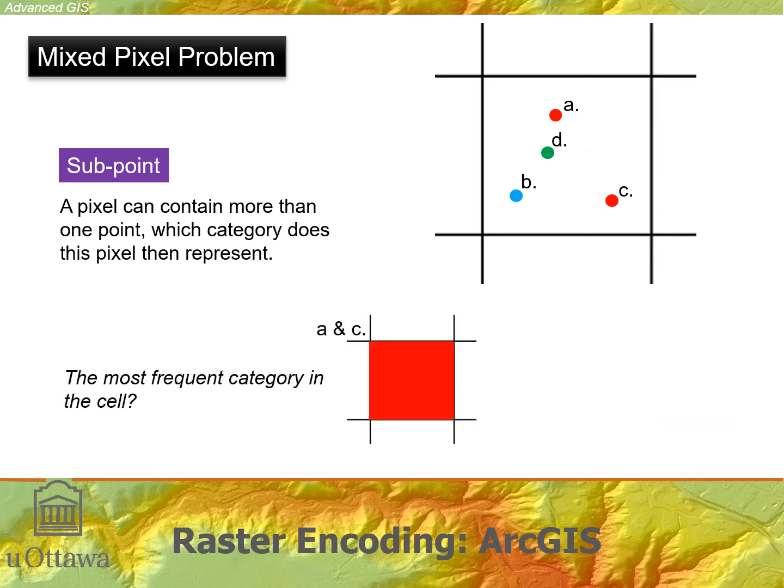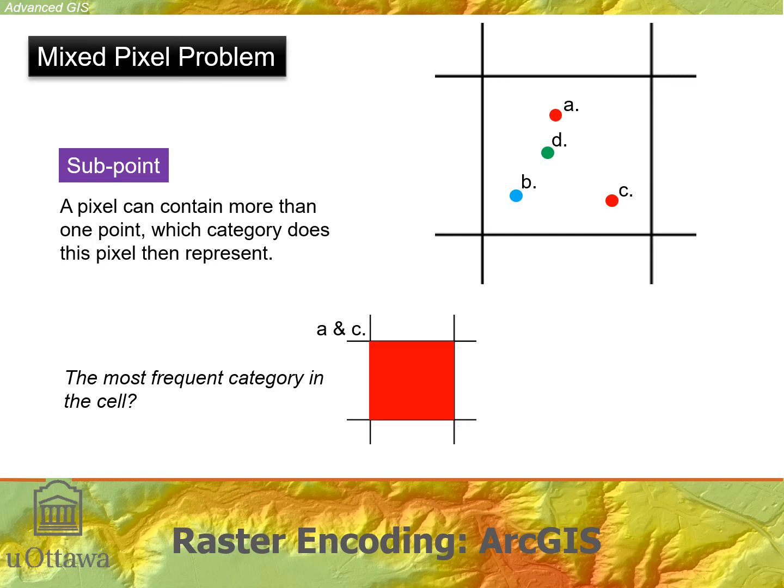Or instead, what about the most frequent category in the cell? A and C are both red. Those occur 2 times, so that's the frequency of red. D is 1 and B is 1. So the most frequent kind is A and C, and so we use the cell as representing red. And that would be a more logical choice.